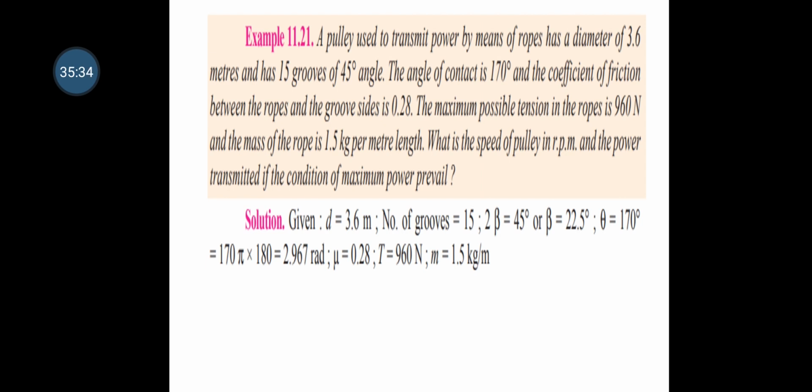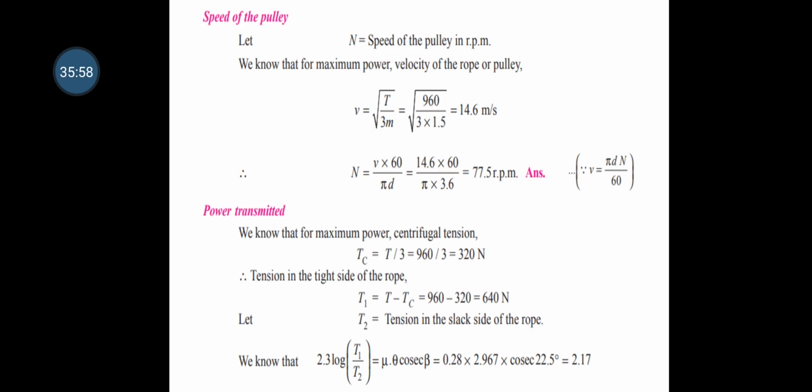Write down the given details, that is, number of grooves 15, beta 22.5, theta in terms of radians 2.967 radians, mu 0.28, and mass 1.5 kilogram per meter. First, the speed of the pulley. Let n be equal to the speed of the pulley in RPM.